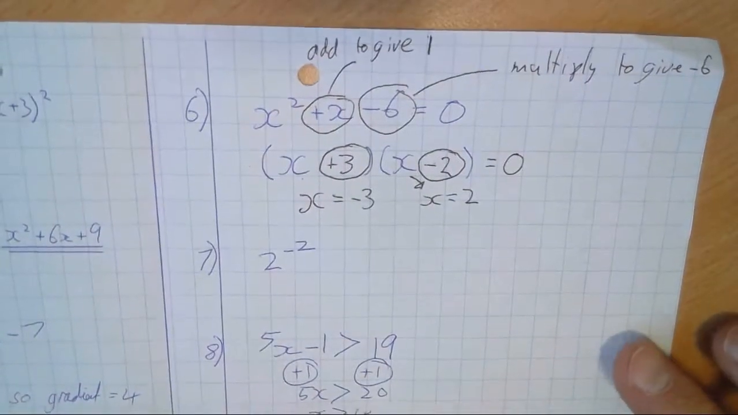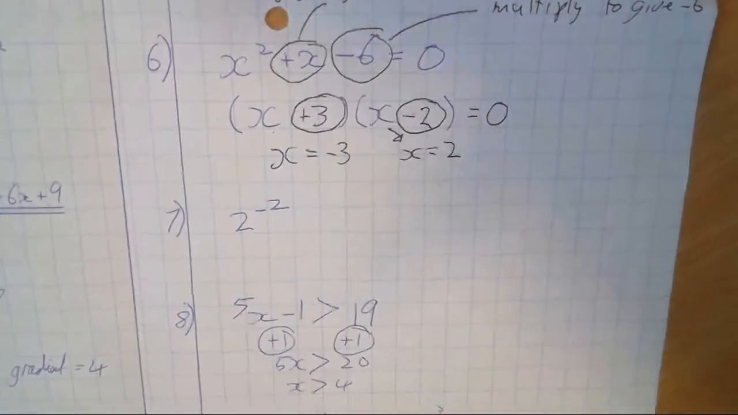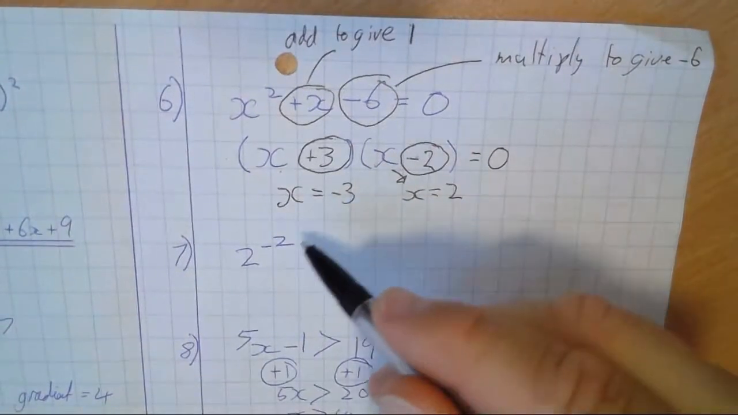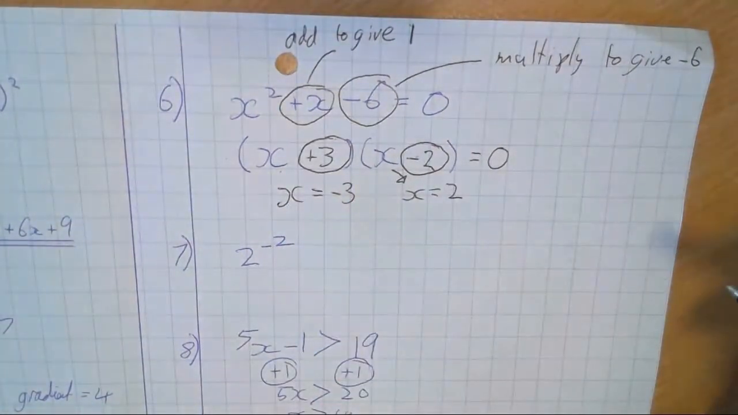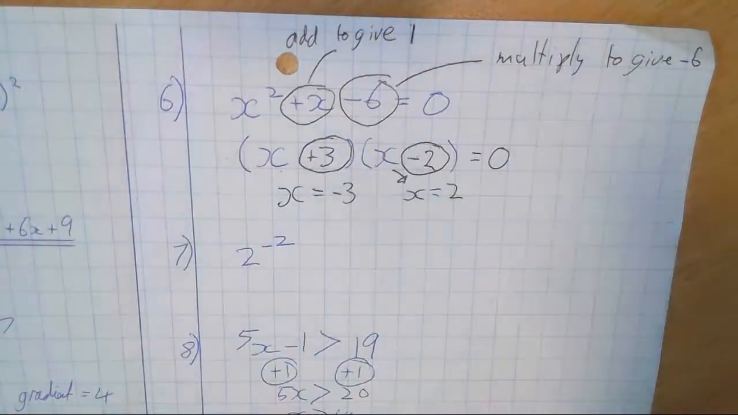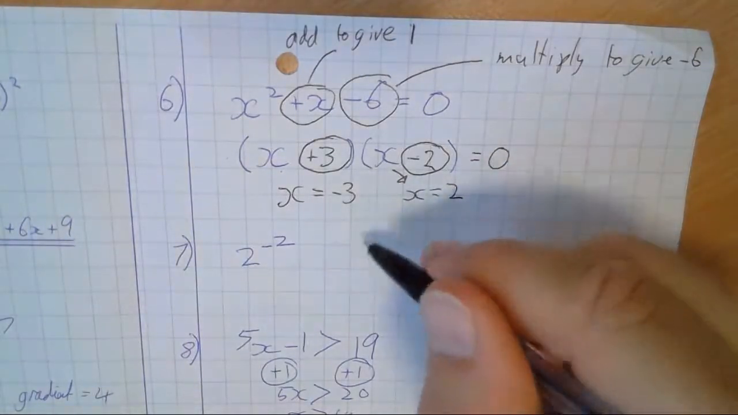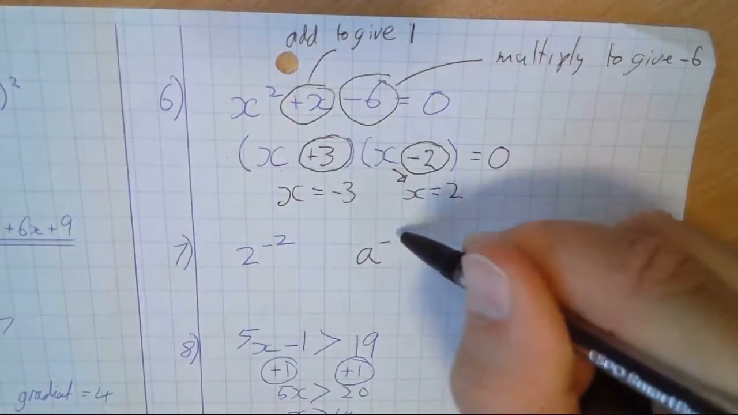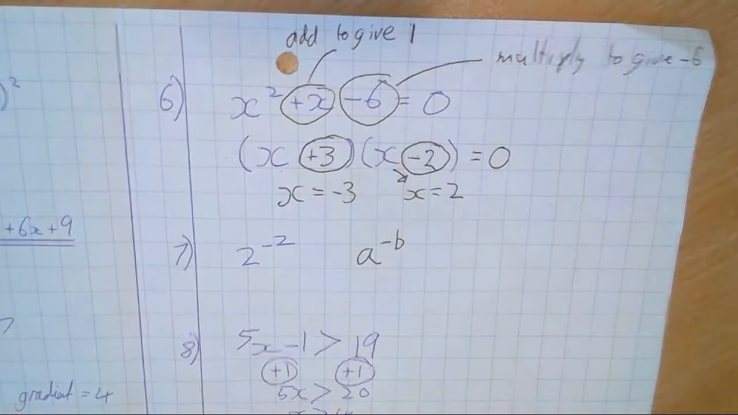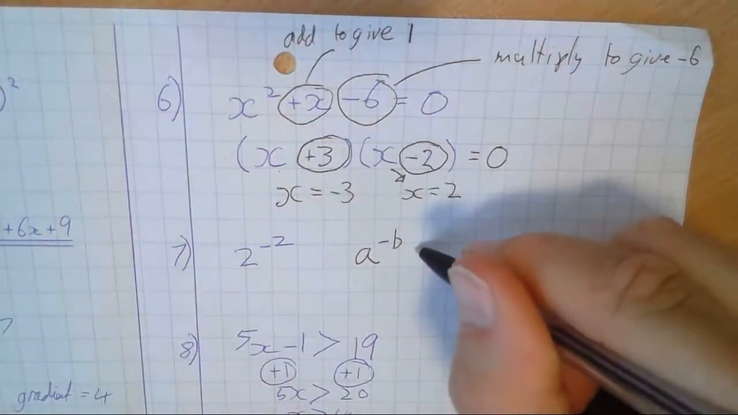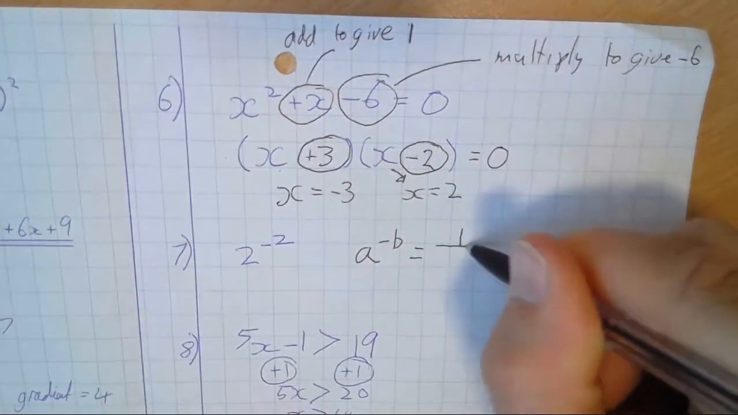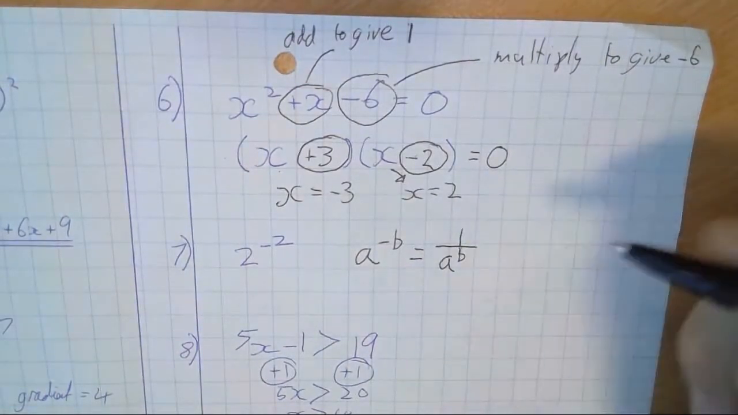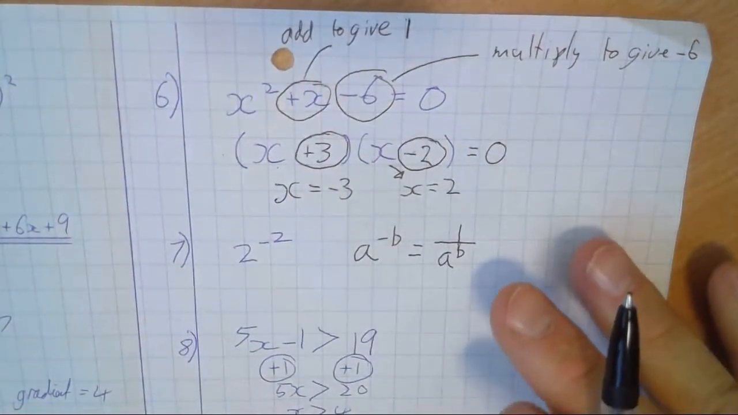That's question 6. Question 7 is, again, really straightforward if you know what to do. The way it works with negative indices is, and I'm going to use a bit of algebra here to explain it, if I've got any number as a base, and I raise it to a minus power, this is the same as 1 over that base to the positive power. So that sounds a bit complicated, but really it's not.